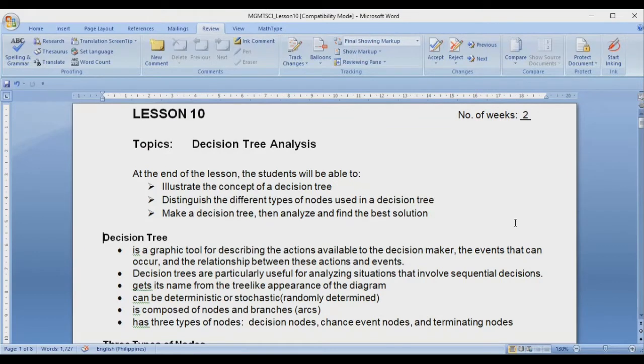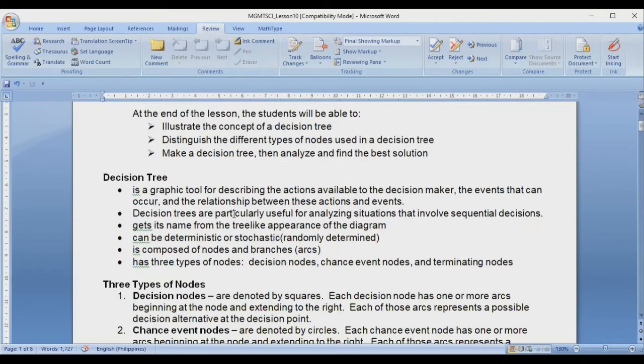Lesson number 10, Decision Tree Analysis. So at the end of this session, you will be able to illustrate the concept of a decision tree, distinguish the different types of nodes, use a decision tree, and make a decision tree, then analyze and find the best solution. What is this decision tree?